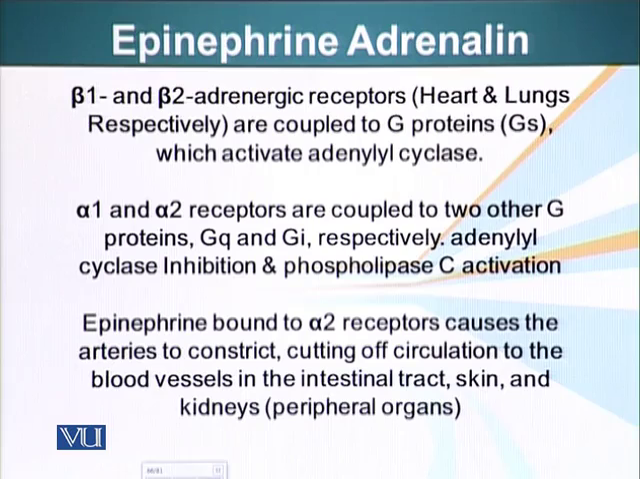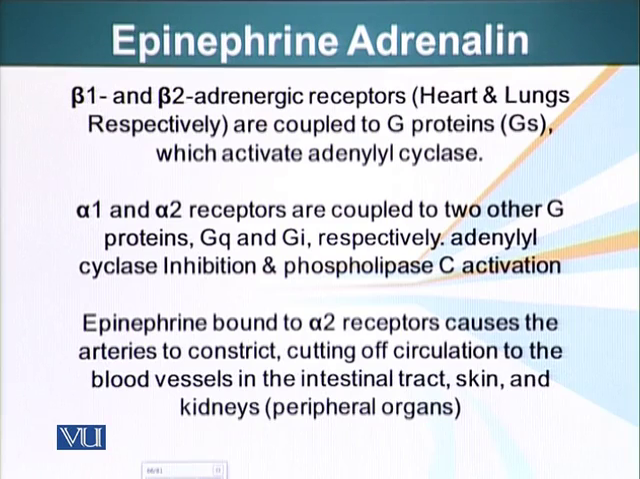There are about 9 different types of epinephrine receptors on different types of cells. Beta 1, for example, are on heart cells. Beta 2 are on lung cells. They are coupled to GS, G stimulatory proteins, which activate adenyl cyclase. Alpha 1 and alpha 2 receptors are coupled to 2 other G proteins, GQ and GI. As I mentioned earlier, GQ proteins activate phospholipase C, and GI basically inhibits adenyl cyclase.